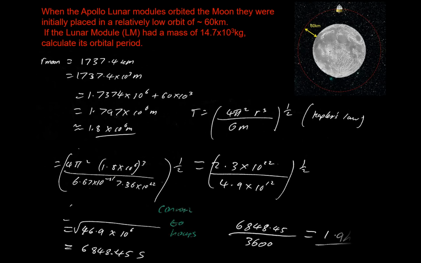Let's say 6,848.45 over 3,600, that's 60 times 60, 60 minutes by 60 seconds, will give us about 1.9 hours, or about 2 hours. So this is actually accurate, and you can actually look that particular value up in anything to do with Apollo.